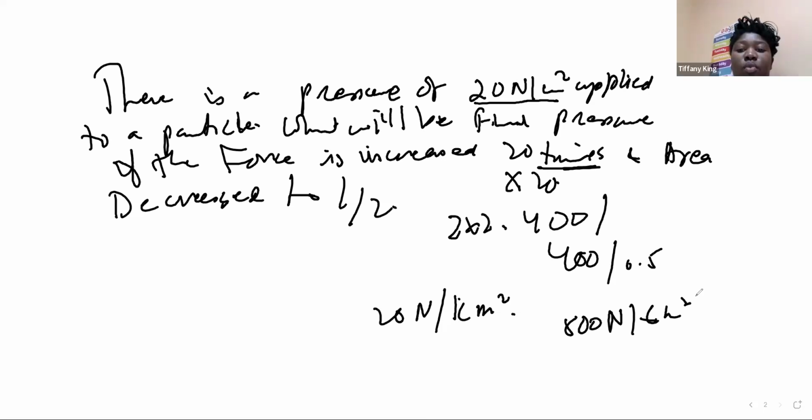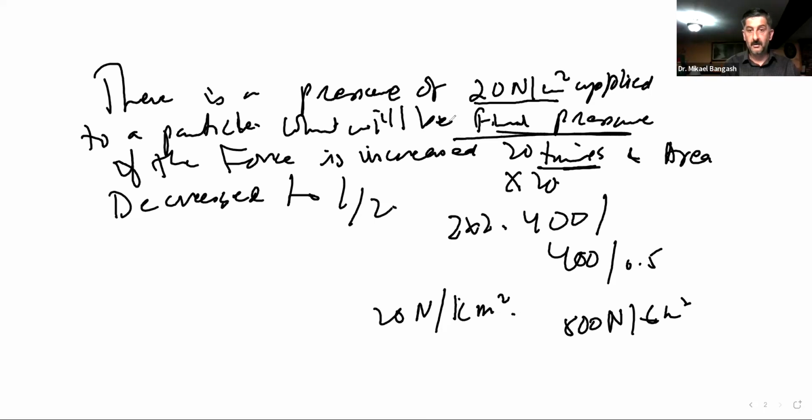Where I am confused now is, when they said it's decreased by half, we have to reduce the area by half. Yes, we have to put half. But it's still asking what the final pressure will be. So we have to write it as a decimal in the equation. Okay, so you divide 400 by a half.